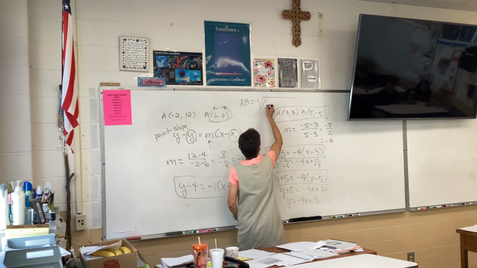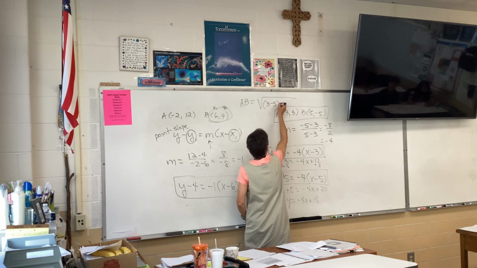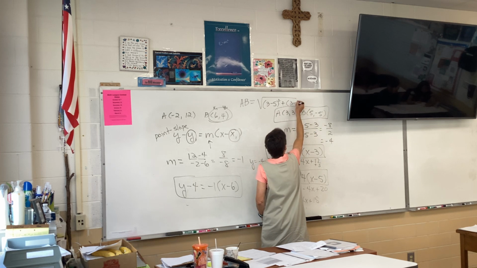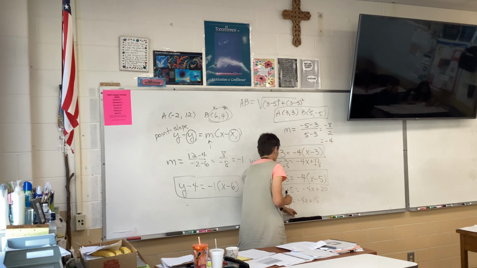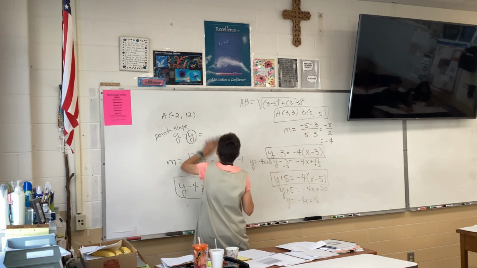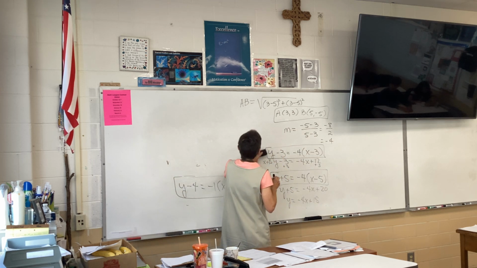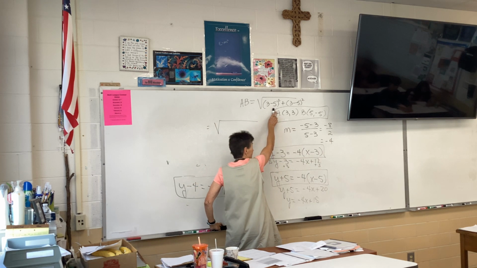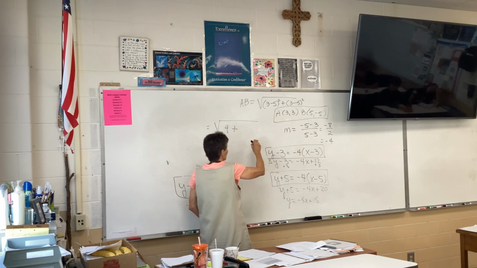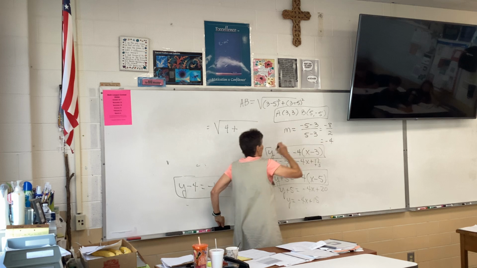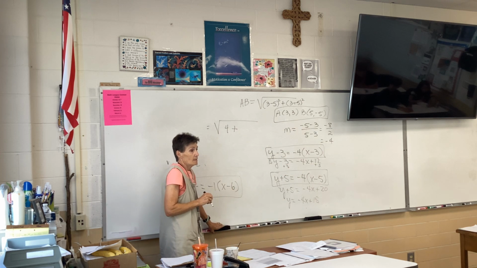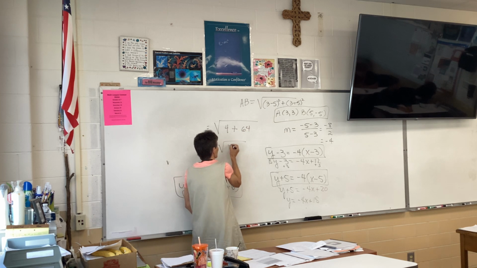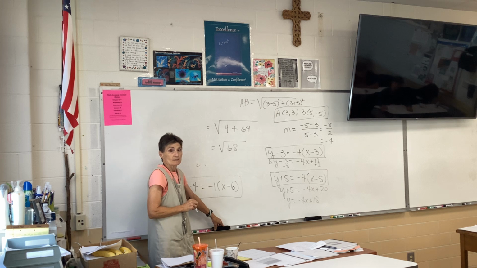And underneath, you're going to do 3 minus 5 squared plus 3 minus -5 squared. So what have we got? This is 4. -2 squared is 4. Watch this one now. That one is 8 squared, 64. So we have the square root of 68.